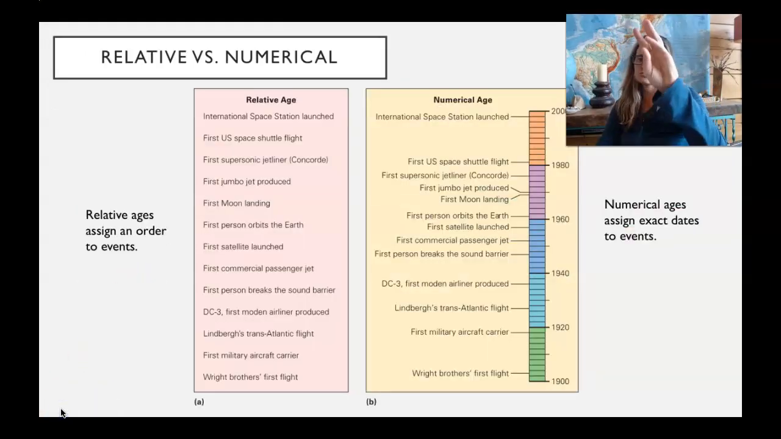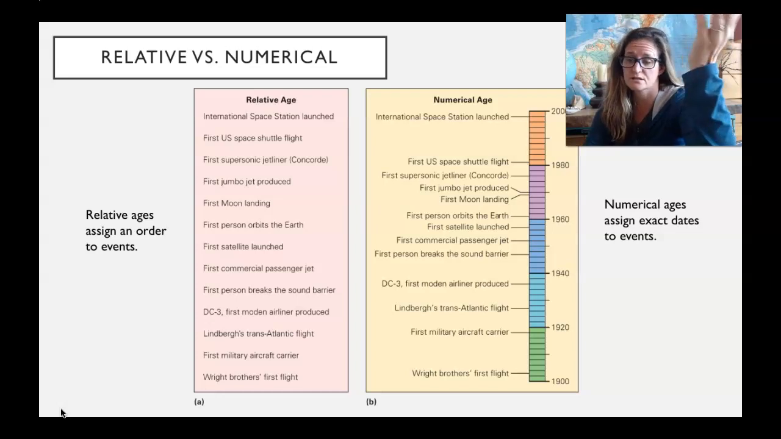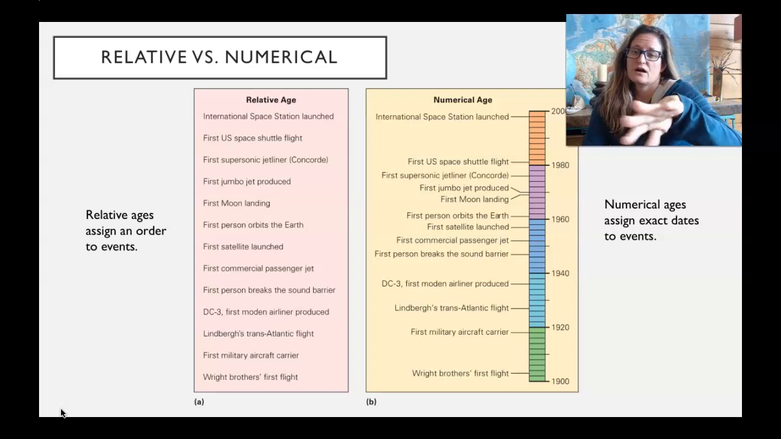This example shows relative ages of our history of flight and space flight on the left, and then on the right, you can look it up and find the exact ages that these events happened. So they're pegged on a timeline. And that's pretty much how it works for geology. We can look at relative ages of rocks and events in geologic history, and then figure out through radiometric dating what the numerical age is. And it works.